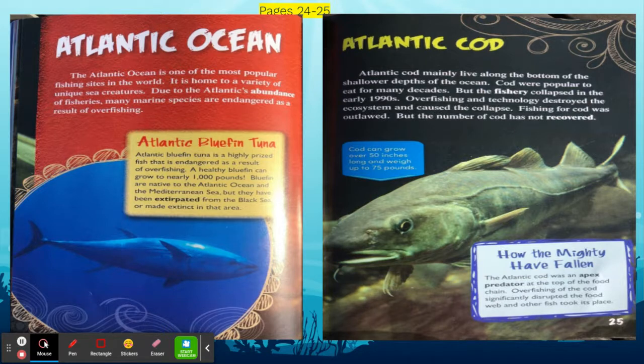Atlantic cod. Atlantic cod mainly live along the bottom of the shallower depths of the ocean. Cod were popular to eat for many decades, but the fishery collapsed in the early 1990s. Overfishing and technology destroyed the ecosystem and caused the collapse. Fishing for cod was outlawed, but the number of cod has not recovered. Cod can grow over 50 inches long and weigh up to 75 pounds. How the mighty have fallen. The Atlantic cod was an apex predator at the top of the food chain. Overfishing of the cod significantly disrupted the food web, and other fish took its place.